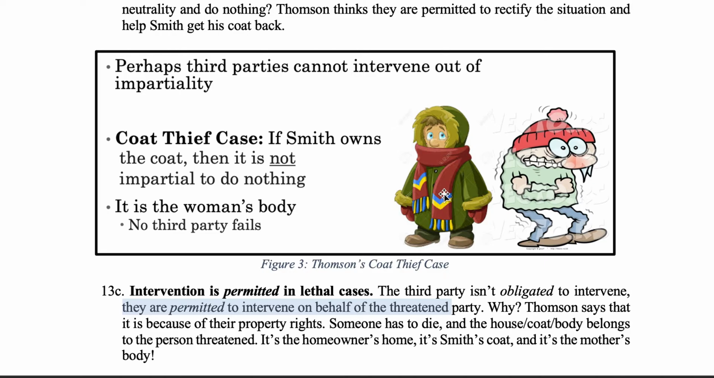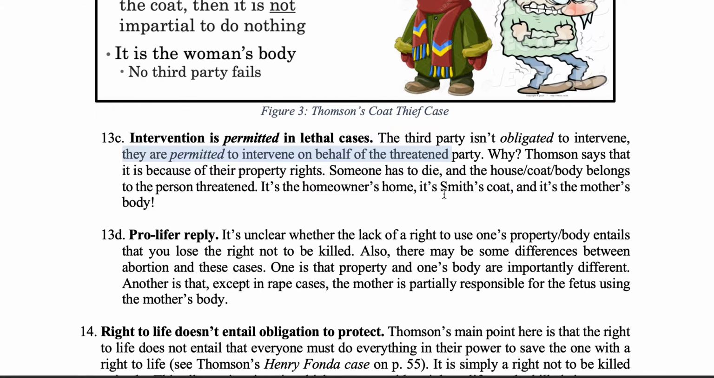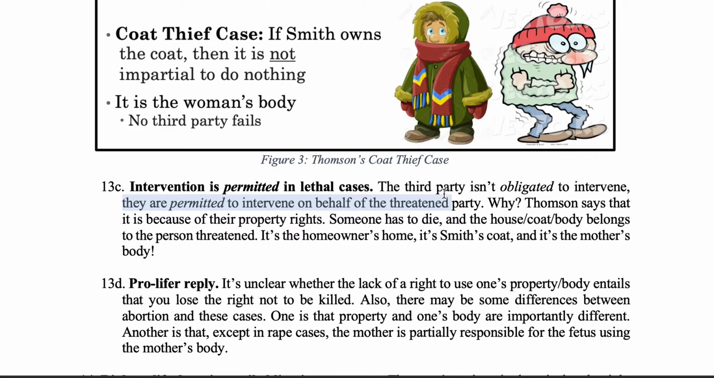Right? It's the homeowner's home, it's Smith's coat, and it's the mother's body. The pro-lifer might say, well, I'm not really sure whether the lack of a right to use the body or the property, right? So Jones does not have a right to Smith's coat. That's kind of Thomson's point. The intruder that's growing in the house, in the tiny house case, they don't have a right to the house. And similarly, the fetus does not have a right to the mother's body.